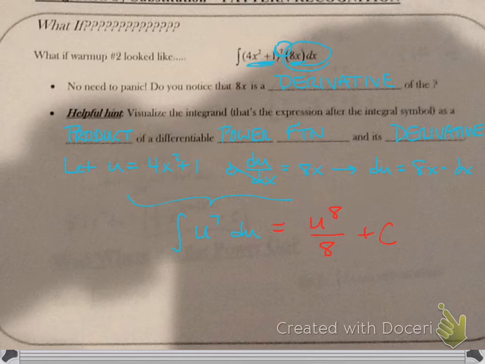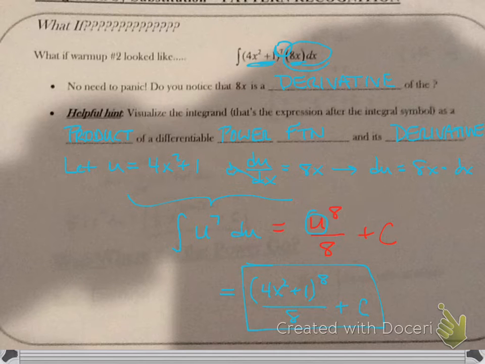Now, I can't leave that as my answer because the original problem didn't start in terms of u. So what do I want to do? I want to go back and account for that u and say the real answer would be (4x squared plus 1) to the 8th power over 8 plus c. So the whole key there was that we were lucky enough to have the derivative of 4x squared plus 1 in the problem itself, in the integrand. That's what we'll be looking for as we do a couple more examples.